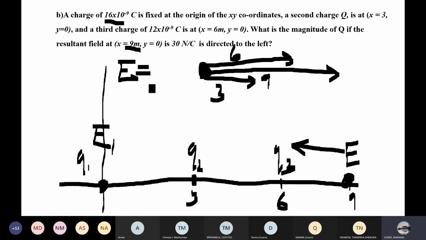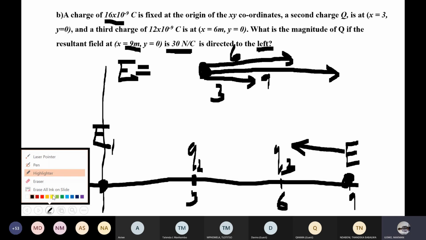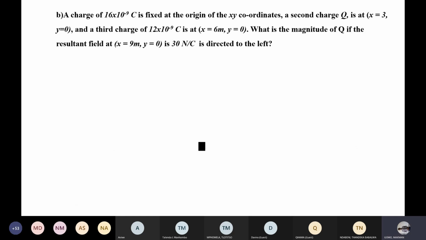They are going to be equal to negative this value that is given here. They told you the magnitude is 30 newtons per coulomb, but it's going to the left. So the fact that they said left, your E summation is going to be negative. So what I'm saying, ladies and gentlemen, is what is here.